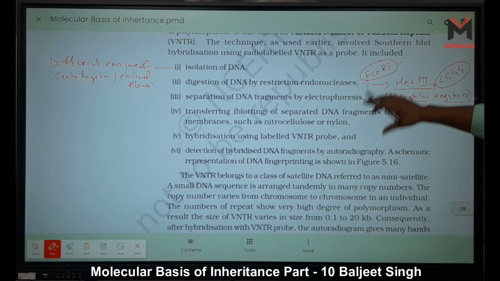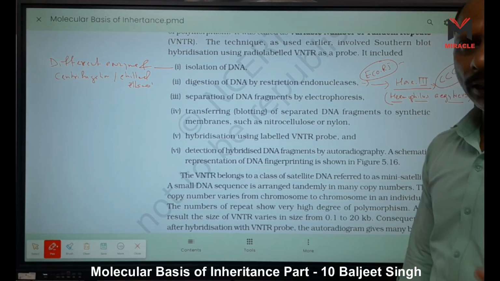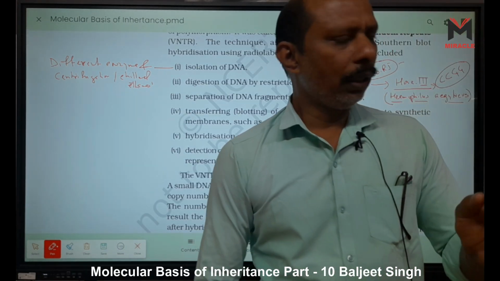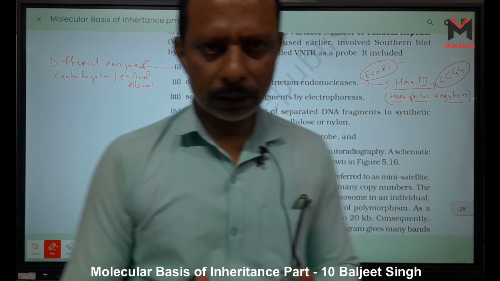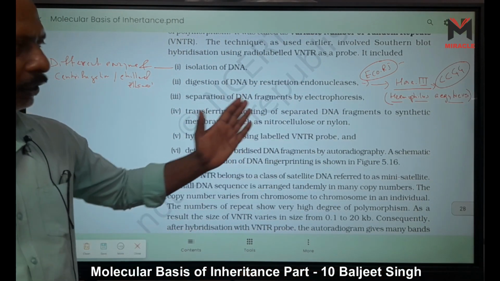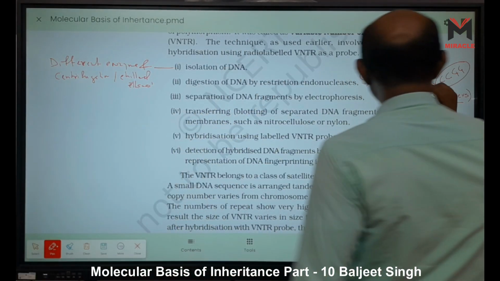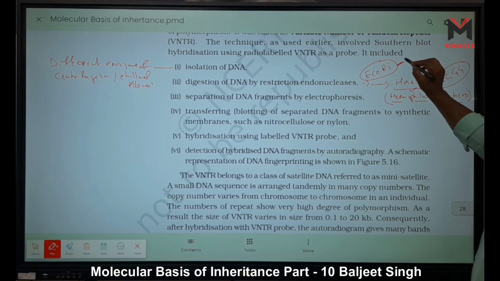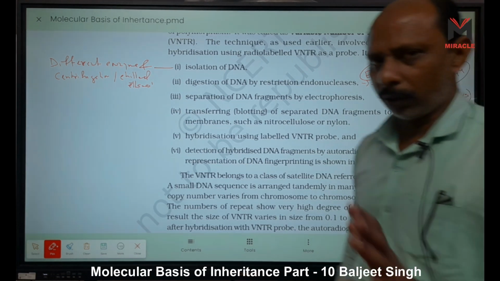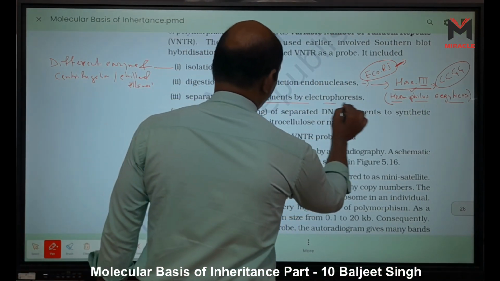So this means we understand and we know restriction endonuclease enzymes cut the DNA at palindromic sequences, that means they are made up of 6 nitrogen base pairs or maybe 4 nitrogen base pairs, and they cut the DNA fragments, right? Mostly we use HaeIII here. EcoRI, we will read in our next topic, in biotechnology, very deeply, right? Okay, now separation of DNA fragments by electrophoresis.